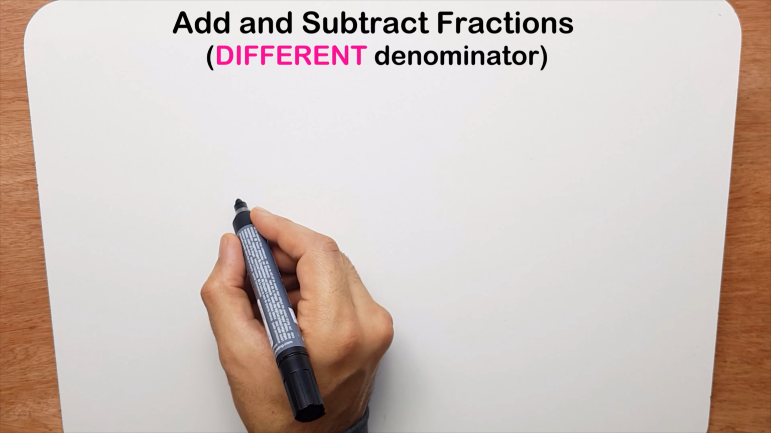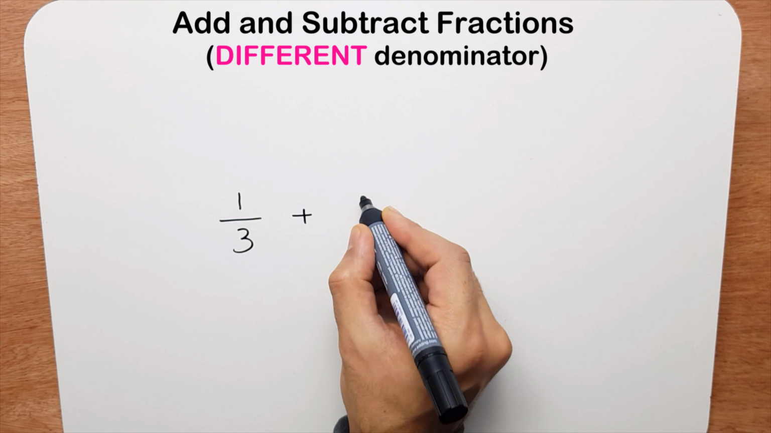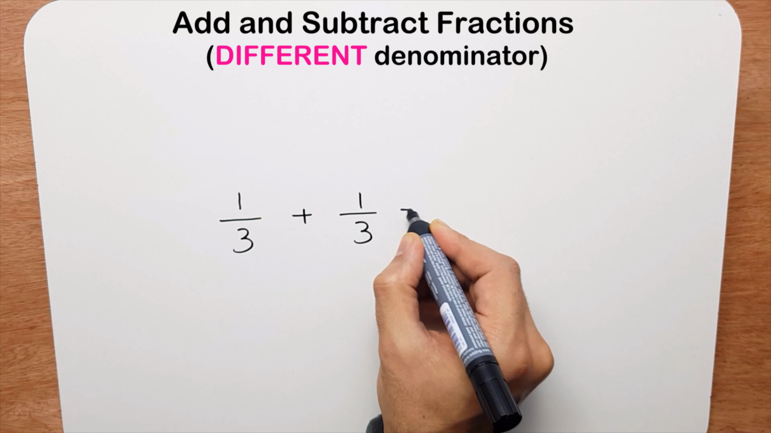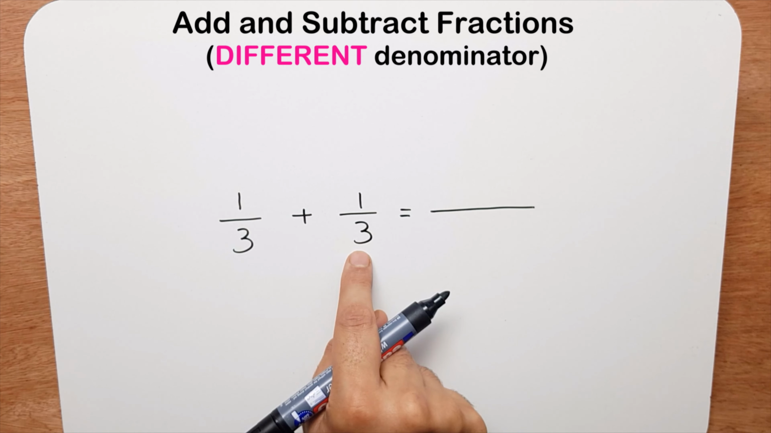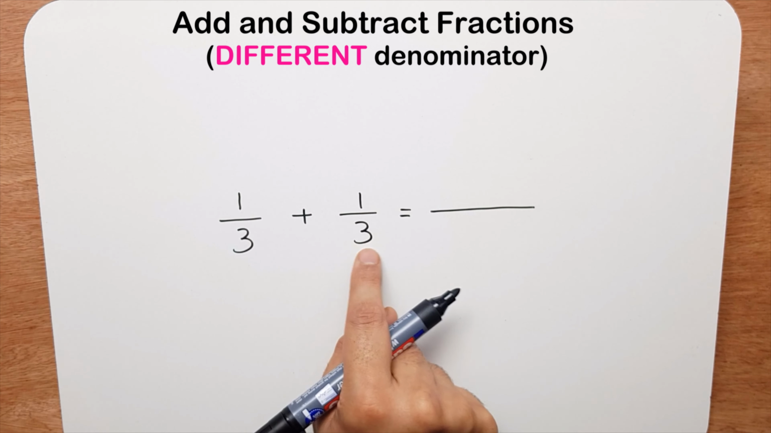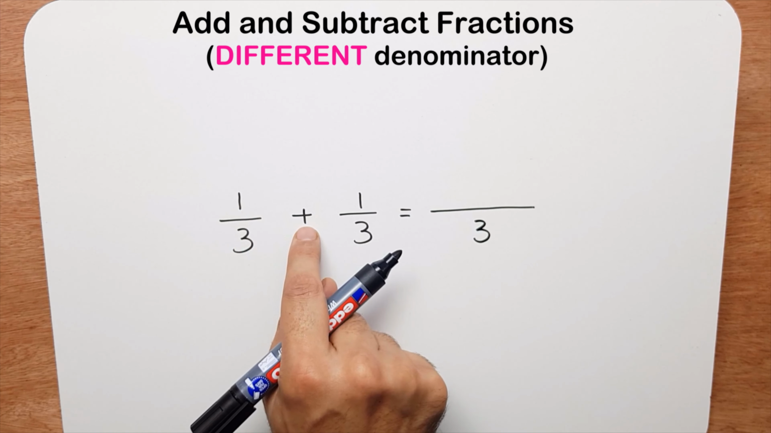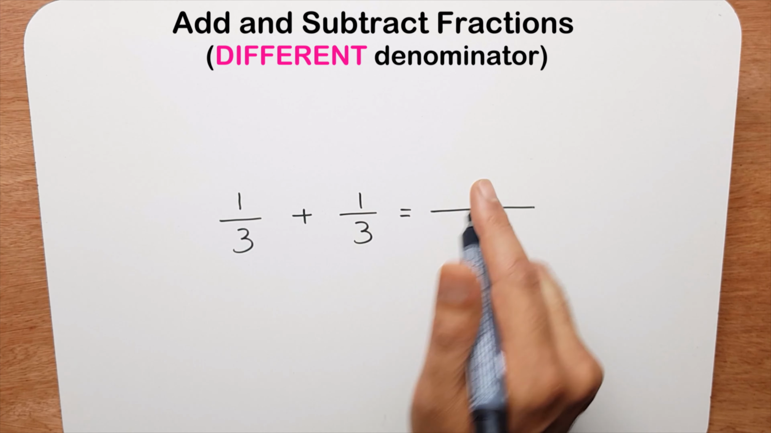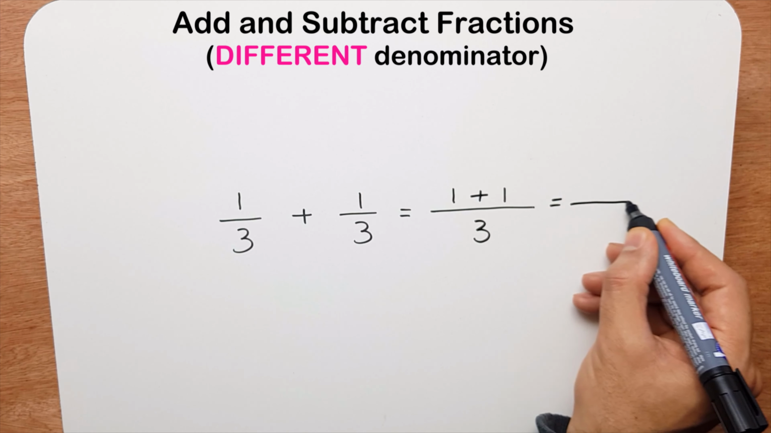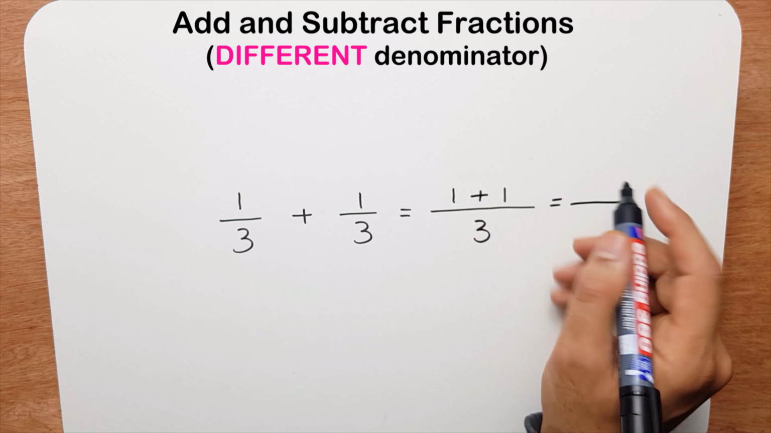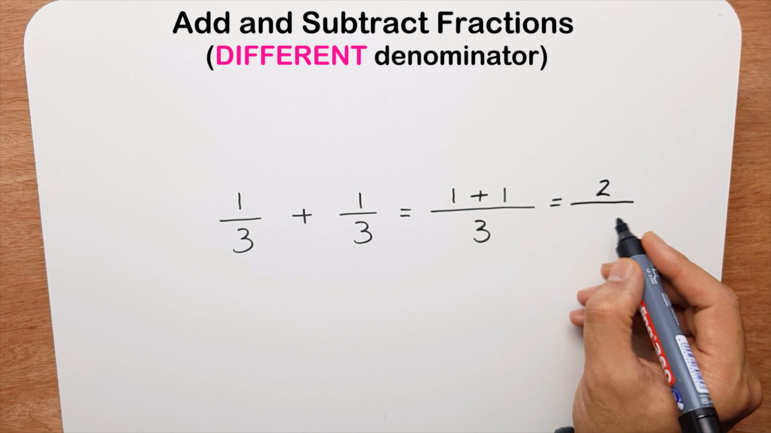So in the previous lesson, you learned something like this: 1/3 plus 1/3 equals fraction line. Because the denominators or the bottom numbers are the same, we simply put that at the bottom here, and then we add the top numbers or the numerators. 1 plus 1 is 2, and this 3 goes there.